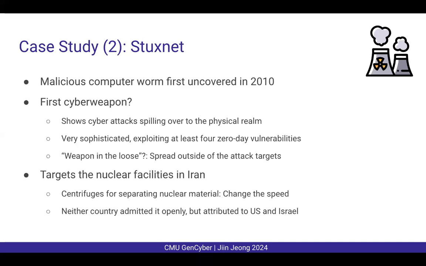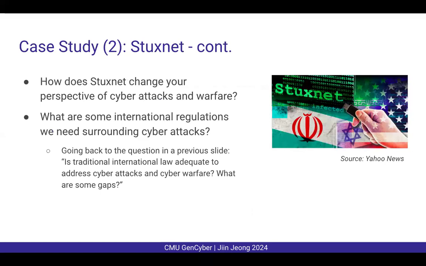And Stuxnet is very sophisticated, exploiting at least 4 zero-day vulnerabilities. It also got loose and spread out of the attack targets. That's how researchers discovered it and did research into it. Stuxnet targets the nuclear facilities in Iran, specifically the centrifuges for separating nuclear material. It changes the speed of such centrifuges, causing them to fail in what they're supposed to do. And while neither country admitted it openly, the sophistication of such an attack made researchers attribute it to the US and Israel federal governments.